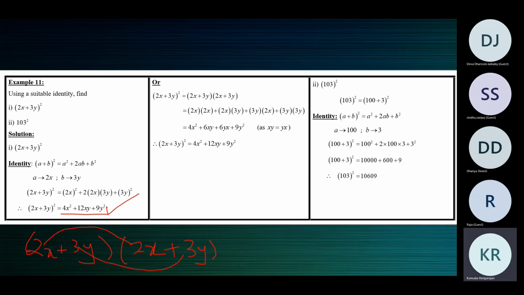Here we have found the answer using an identity. If you don't use the identity and do the regular multiplication, you will get the same answer. So here we have got the answer using an identity. Why? Because the heading says so: using a suitable identity, find.